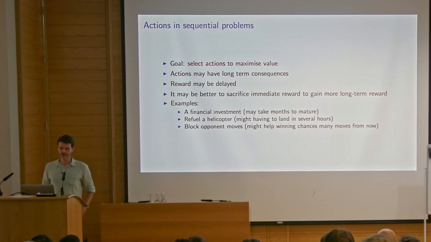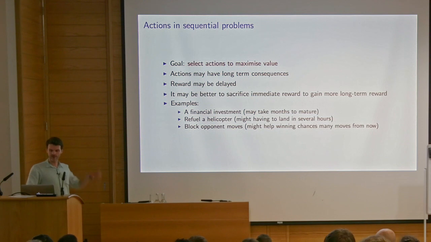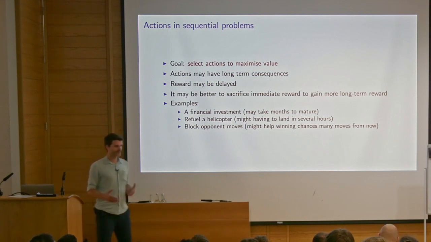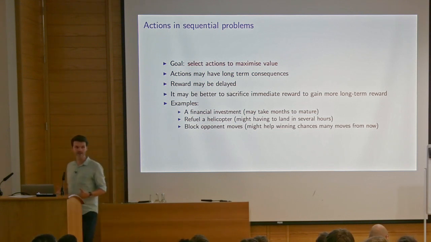Now on to actions. So the goal is to select actions to maximize the value, which might have long-term consequences because the reward might be delayed. And this concretely might mean it might be better to sacrifice immediate reward to gain long-term reward. And essentially, this is captured already immediately in the value function. If that's the case, then the value function for taking that action might be higher even if the immediate reward is lower.